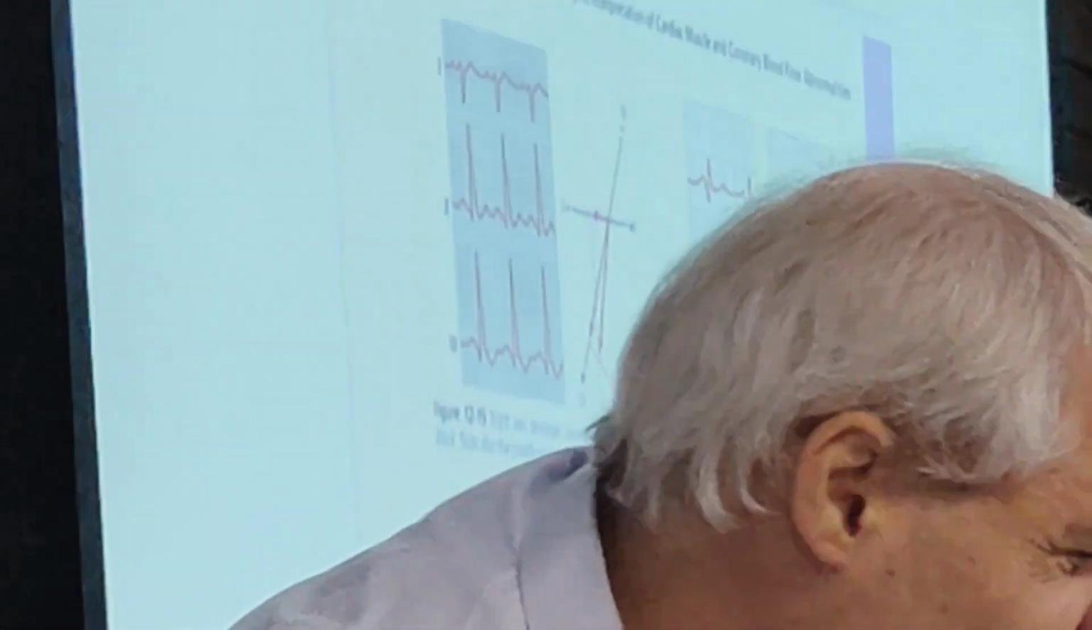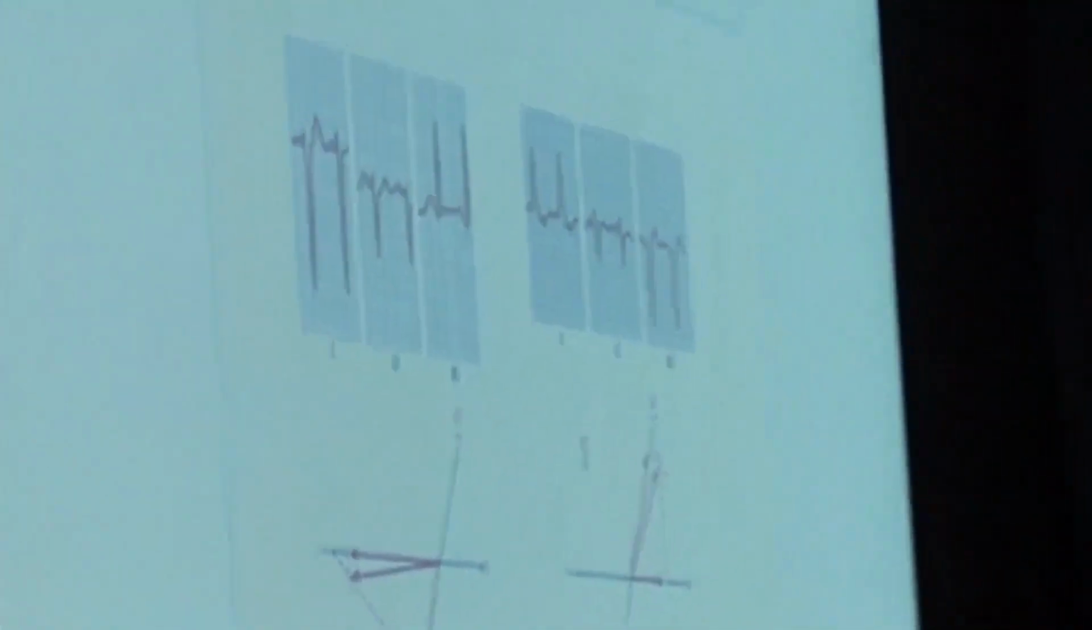Now, take a look at this one. Again, we have right axis deviation. Take a look at this one. See? More than minus, for example, 80. This is left axis deviation. For example, in aortic stenosis or hypertensive cases, you have left axis deviation.